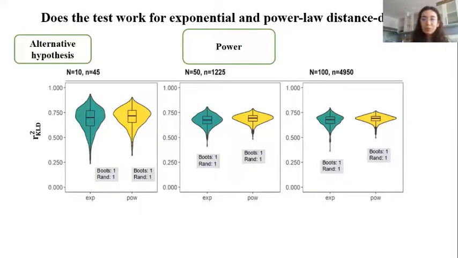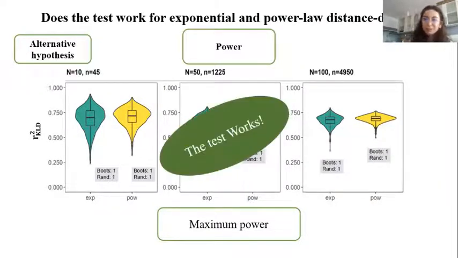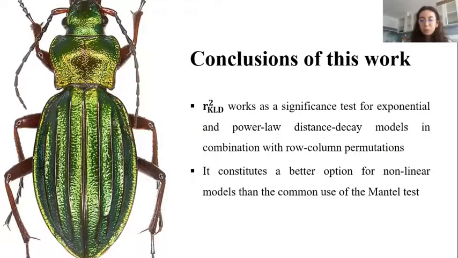And for power, we have to look at the alternative hypothesis data. What we found is that no matter the model, no matter the sample size, both methods have the maximum power possible. They always detected the null hypothesis as false when it was false. So if we combine this with a correct type 1 error, this means that our test is working. This procedure works. So to conclude, what we have learned is that our test works as a significance test for exponential and power law distance decay models, in combination, at least, with row column permutations.